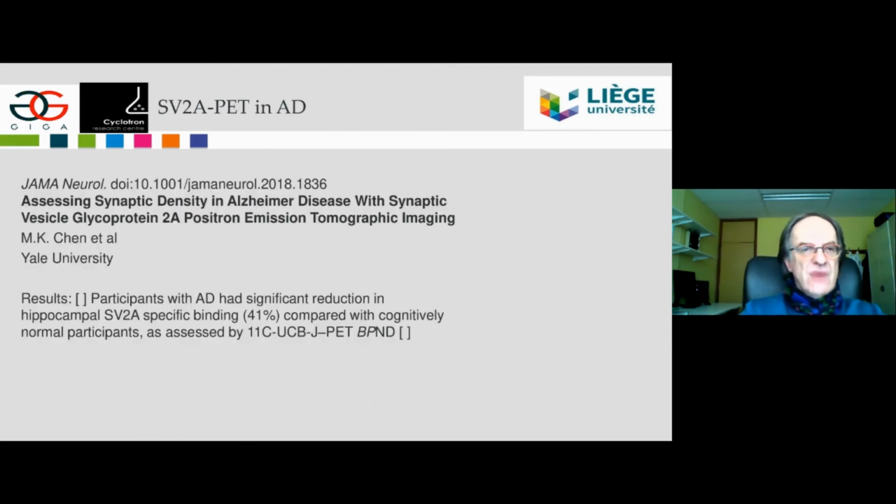That was quite interesting because all the colleagues using UCB-J PET showed that in Alzheimer's there was effectively a decrease of the binding as well in the hippocampus. So this is in mild cases of Alzheimer's again, and just a demonstration of the same kind of result with the two actual tracers for SV2A.